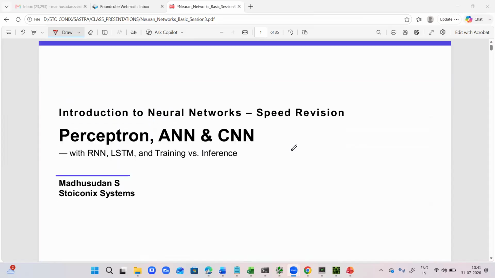Welcome again. Today, let's do a speed revision of the concepts related to perceptron, artificial neural network, and convolutional neural networks. We will also look at RNN and LSTM.